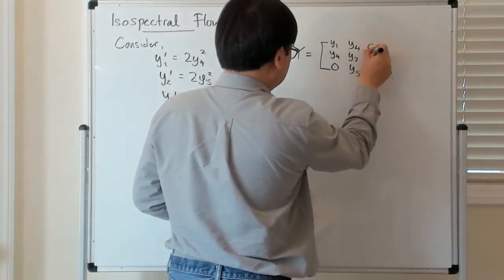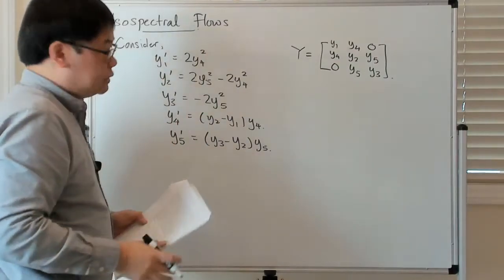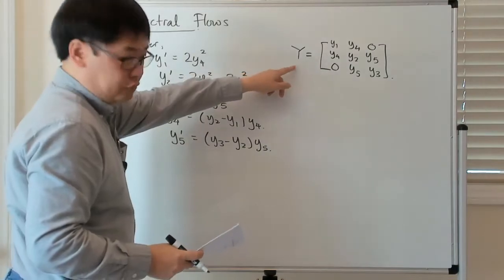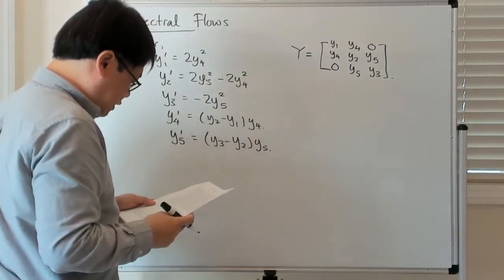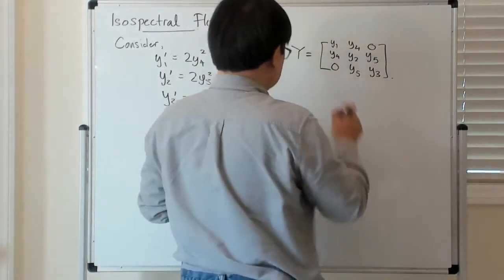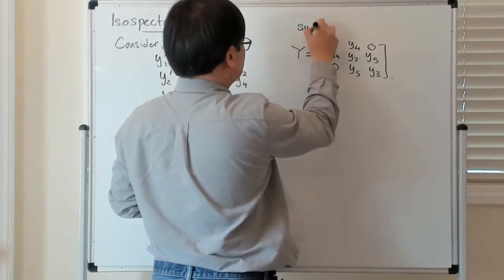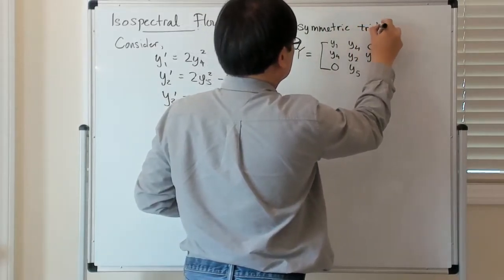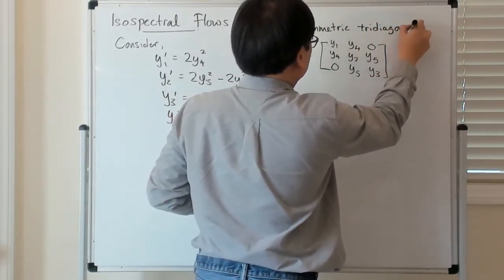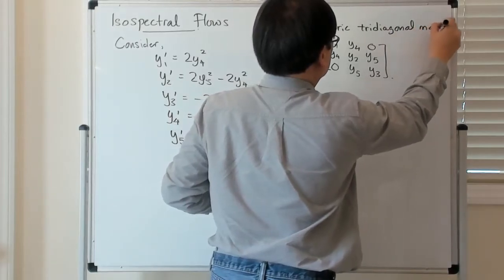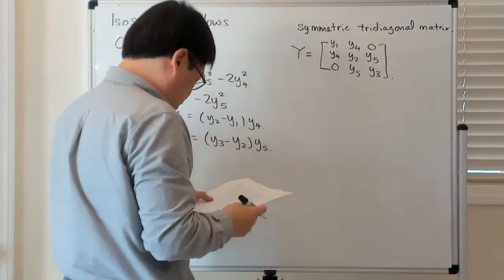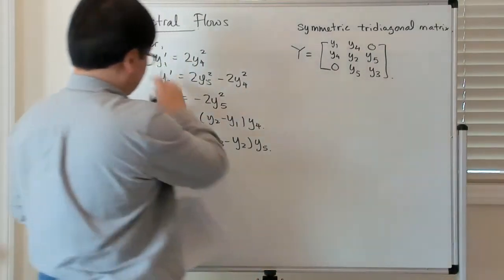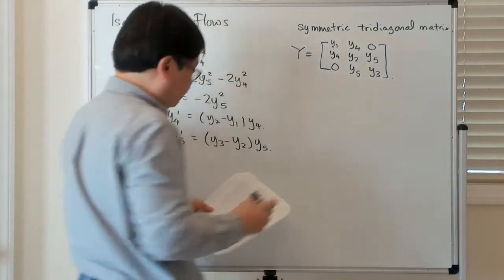So I'm going to put the components of this system of differential equations and I'm going to rewrite this in terms of this tridiagonal matrix. So this is a symmetric tridiagonal matrix. Okay. And if you consider y to be this, then this system of equations is equivalent to the following.